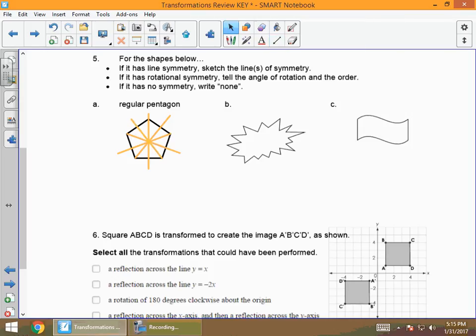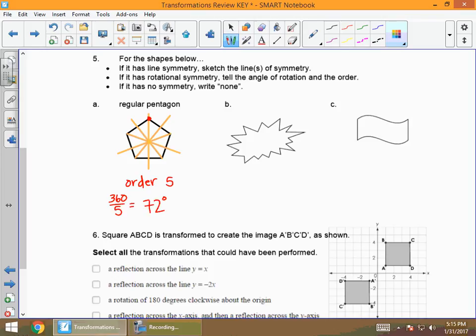So those are the 5 lines of symmetry. It also has rotational symmetry, and if we think about rotating this red point, I could rotate this 1, 2, 3, 4, 5 different places. So that gives me an order of 5. And if I want to know the degree measure, I just take 360 and divide it by the order, 360 divided by 5 is 72 degrees.